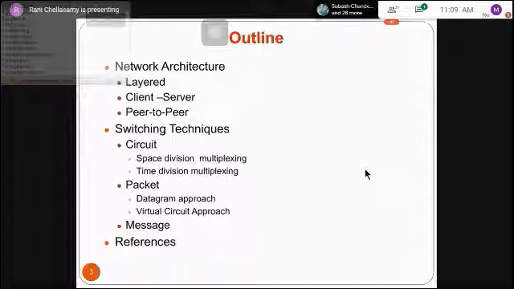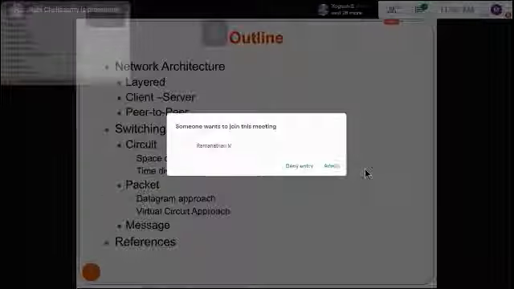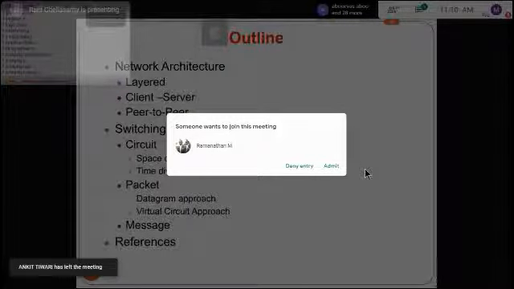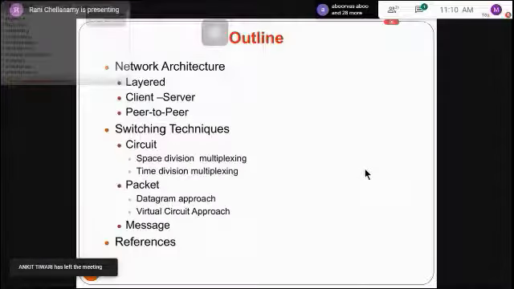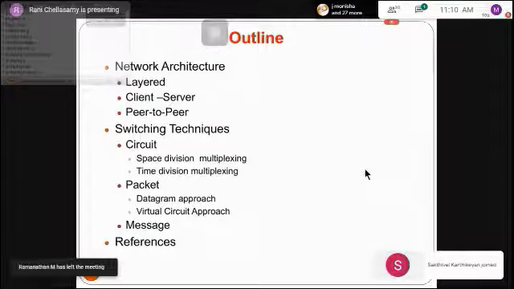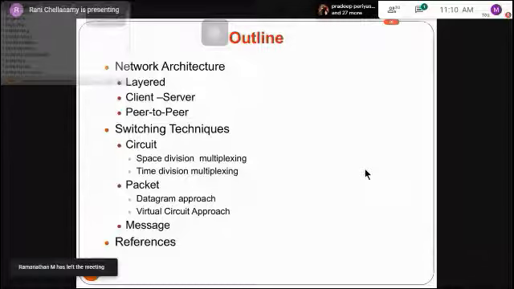Under the circuit switching technique, there are two further types. One is the phase division multiplexing technique, and the second one is the time division multiplexing technique. Under the packet switching technique, there are two approaches. One is the datagram approach, the other one is the virtual circuit approach. And the last one is the message switching technique, and the references that we are going to deal with in today's session.